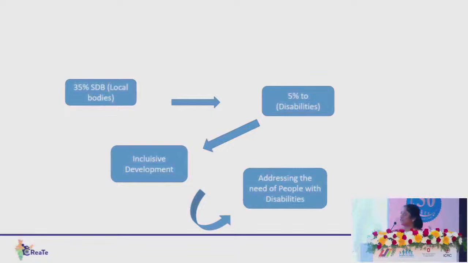The importance of this devolution was the specific importance given to people with disabilities. Within the 35% of state development budget, 5% is set apart for the welfare of persons with disabilities. It underscores the commitment of the Kerala state government to inclusive development, and it ensures that the needs of people with disabilities are well addressed.